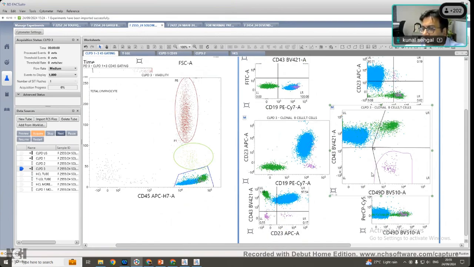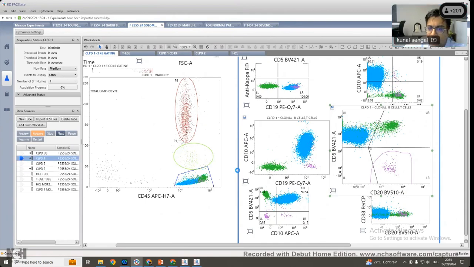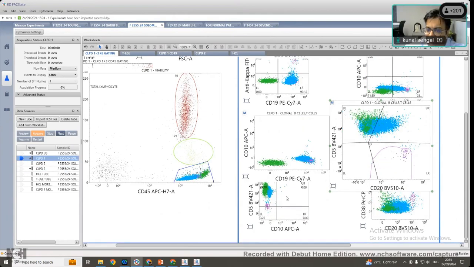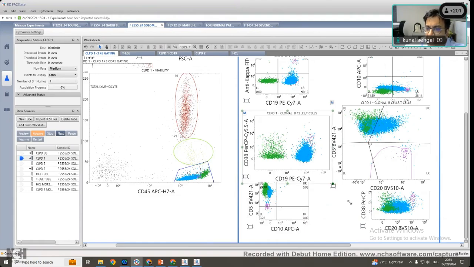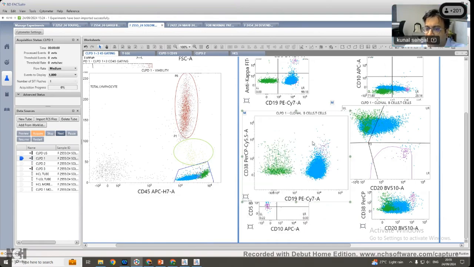In this sample, compared to the normal B cells in purple and the normal T cells in green, the B cells are CD49d negative. So good prognosis as far as CD49d. I'll go to the first tube where we had CD38, which I didn't highlight to you. We'll put CD38. So the majority of the cells are CD38 negative.